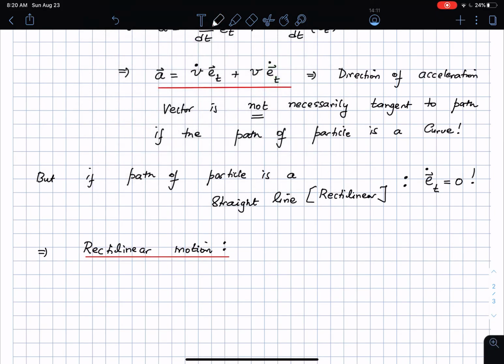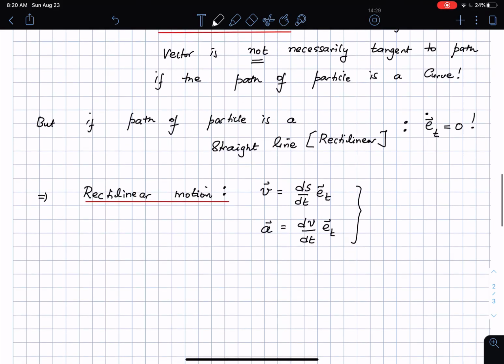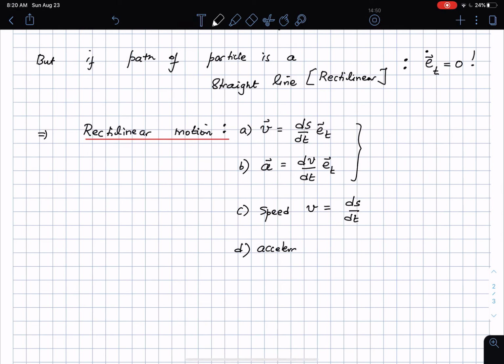First of all, velocity is as before. This is going to be ds by dt times e_t, and then the acceleration vector is now going to be dv by dt times e_t, which means that the magnitude of the velocity vector, which is called the speed, v, is just going to be ds by dt, and then the magnitude of the acceleration vector, which is called the acceleration, a, is dv by dt, or you can write this as d squared s by dt squared.